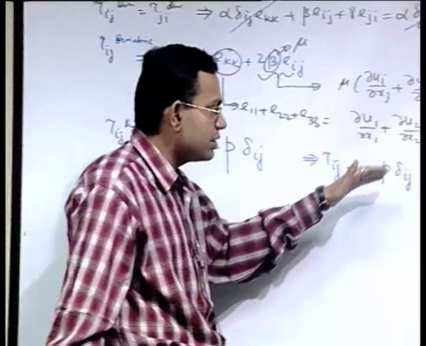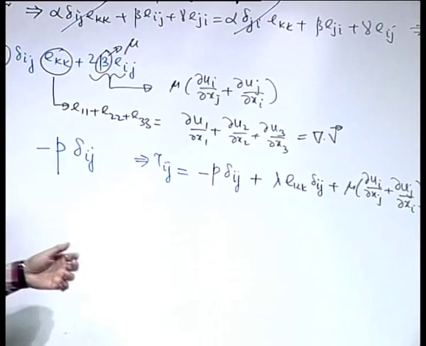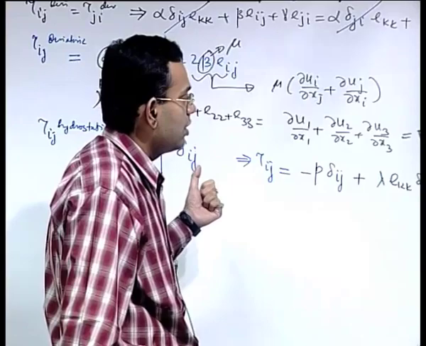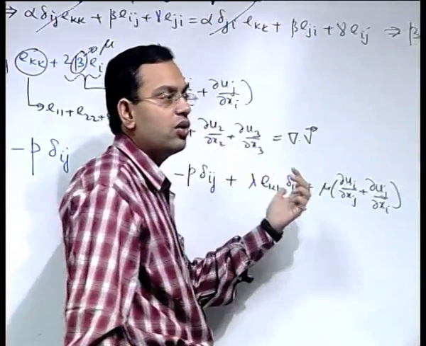Now next question is that, well, what happens for the normal and the shear stresses separately, or if you just consider the normal stress, how do you relate the quantities lambda and mu by considering the normal stresses? Let us try to do that exercise. So let us say that we are interested in tau 1 1.